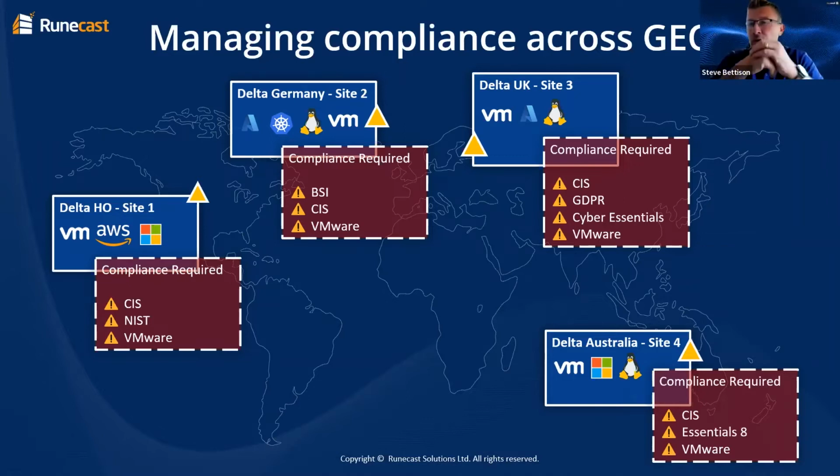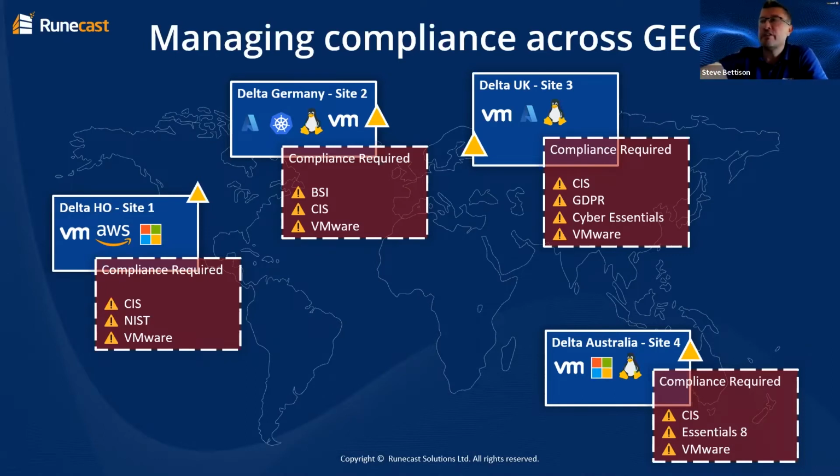It doesn't really matter what this company does, but it has a number of data centers in a number of geographical locations. Let's say the Delta head office is in the US. It's got some VMware presence. It's using AWS for some of its systems, and it uses Windows as well, for some of its Windows servers and Windows endpoints for some of its clients. And that part of the organization has certain compliance requirements. So we've got CIS there, NIST, and VMware security hardening guidelines.